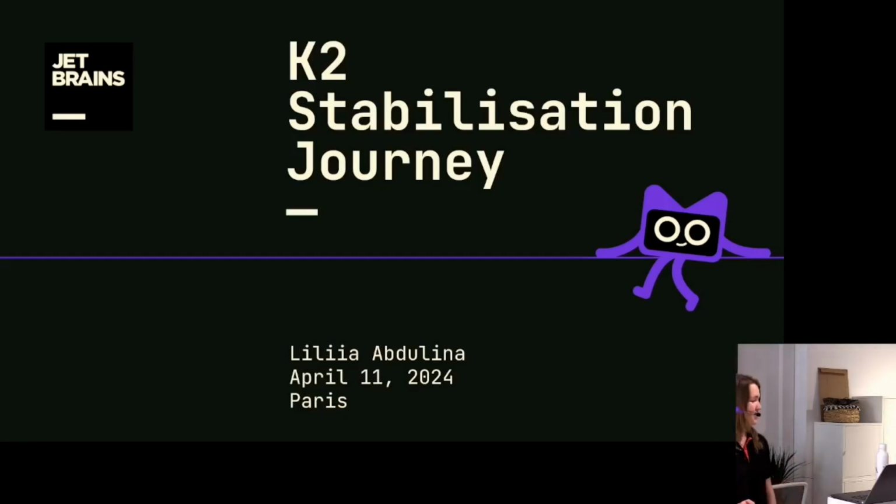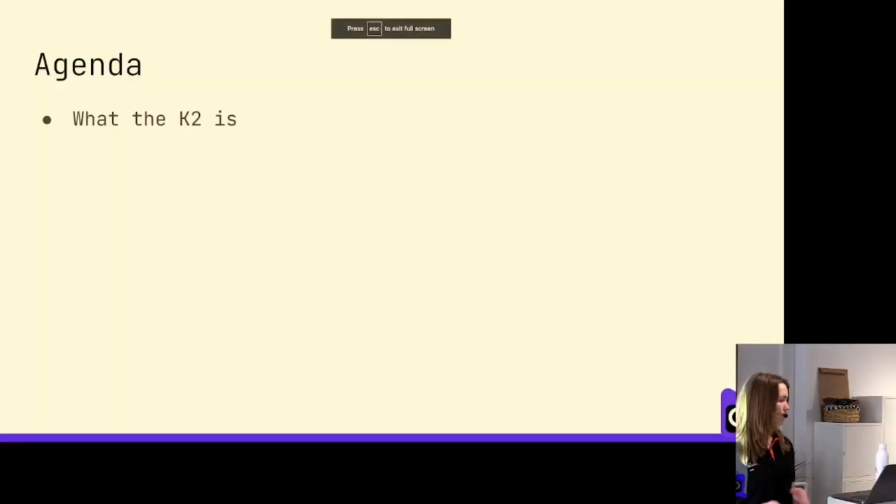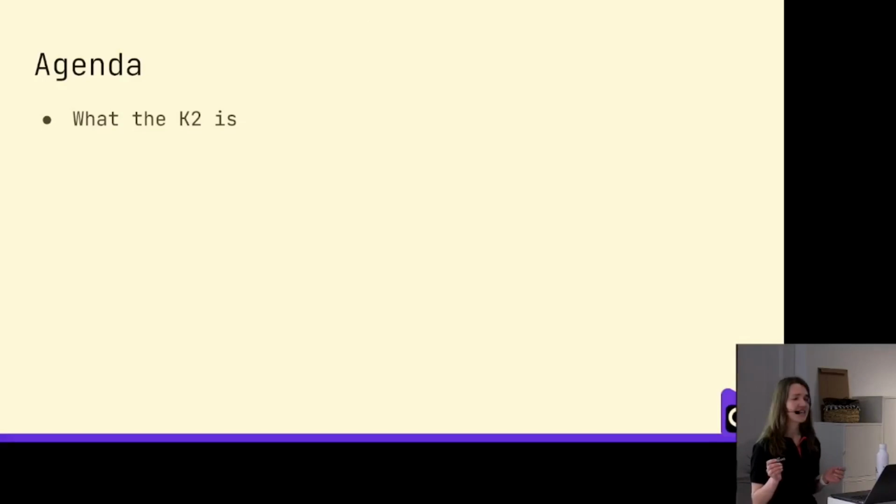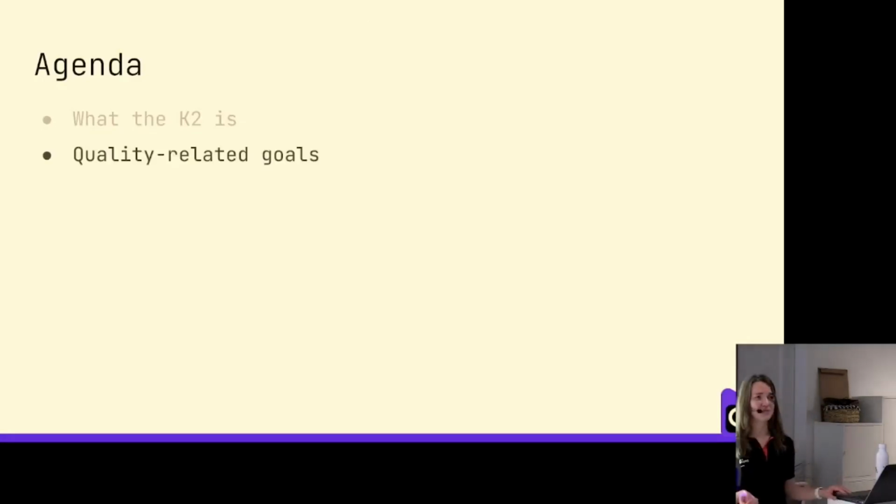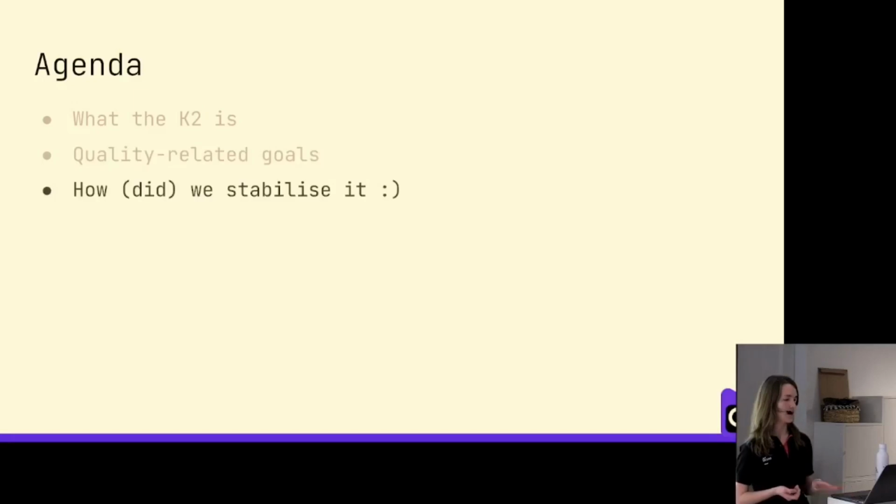I will speak today in English, so let's walk through the K2 stabilization journey. First of all, let's talk a little about what K2 is. Then we'll proceed to the quality-related goals which were posted by K2. And in the end, we'll arrive at how we achieved those goals, or are in the process of achieving them, and how we stabilized it.